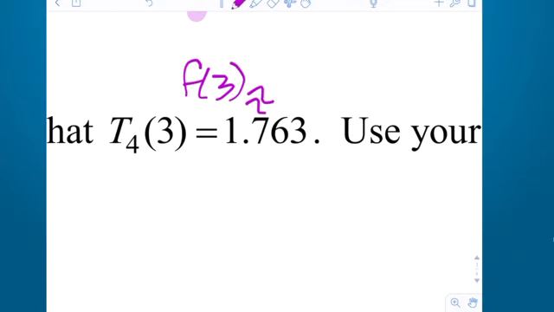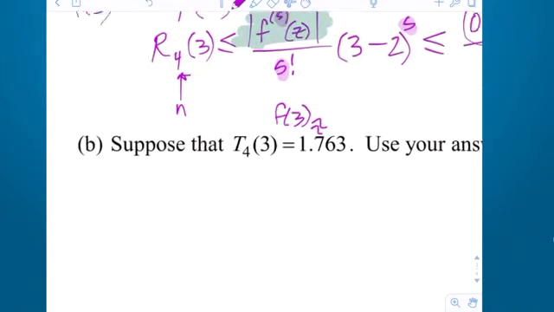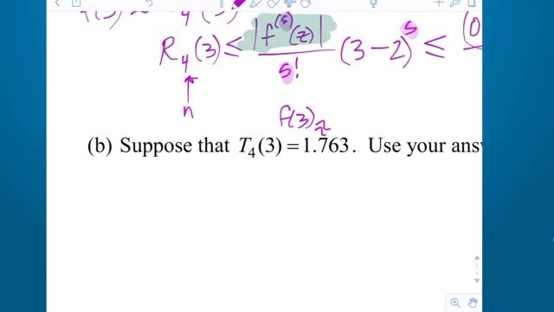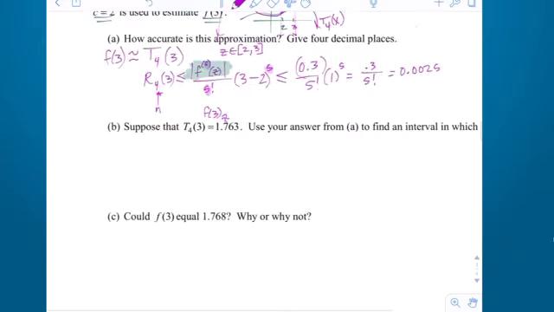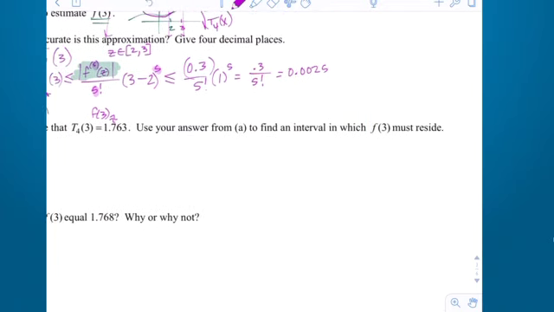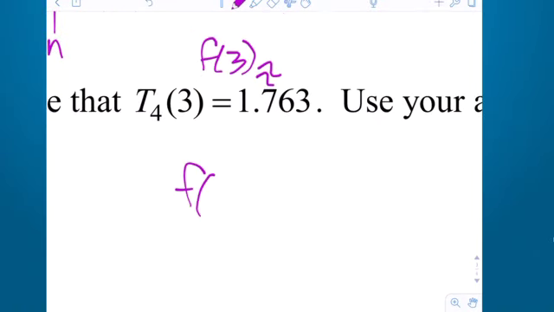You might be like, hey, is that a good approximation or a bad approximation? Well, if someone was telling me the actual value was 12, I'm going to be like, dang, that's a bad approximation. But it should, in general, not be that bad, because we're centering it at 2, and we're only drifting 1 unit to the right, and we're using a 4th degree polynomial. So it should be pretty good. But the question is, how good is it? How close is it to the actual? Well, it says to use your answer from part A to find an interval in which f of 3 actually must live. So let's do that.